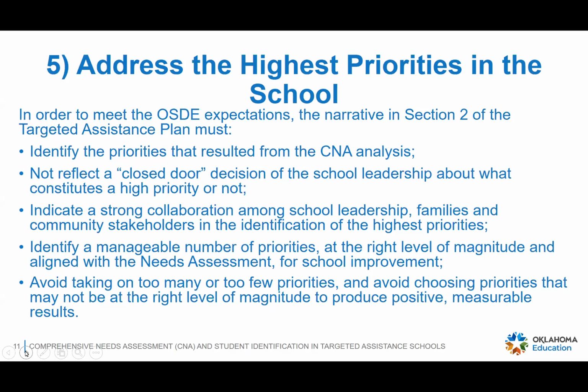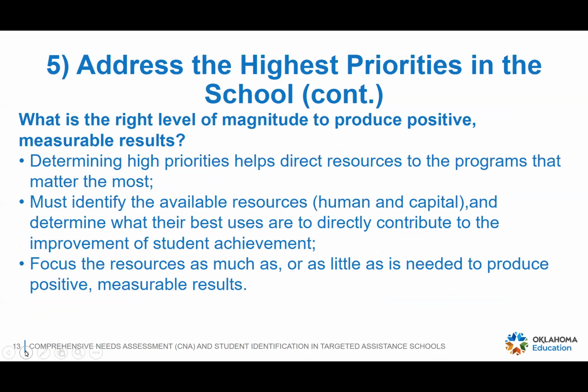Avoid taking on too many or too few priorities, and avoid choosing priorities that may not be at the right level of magnitude to produce positive measurable results. What is the right level of magnitude to produce positive measurable results?